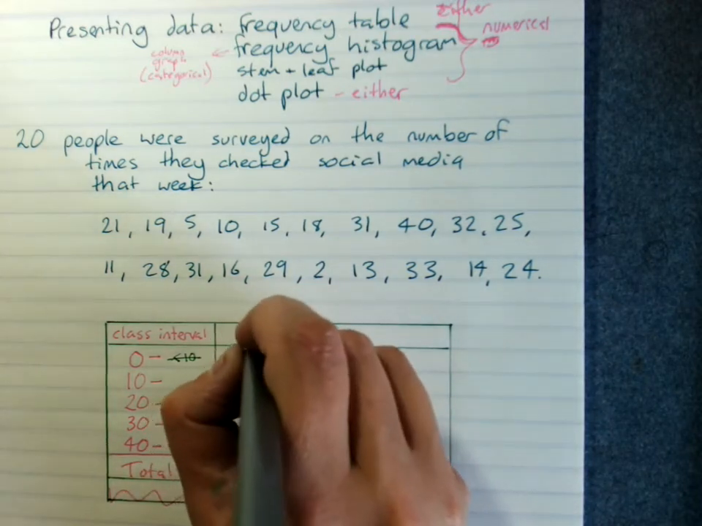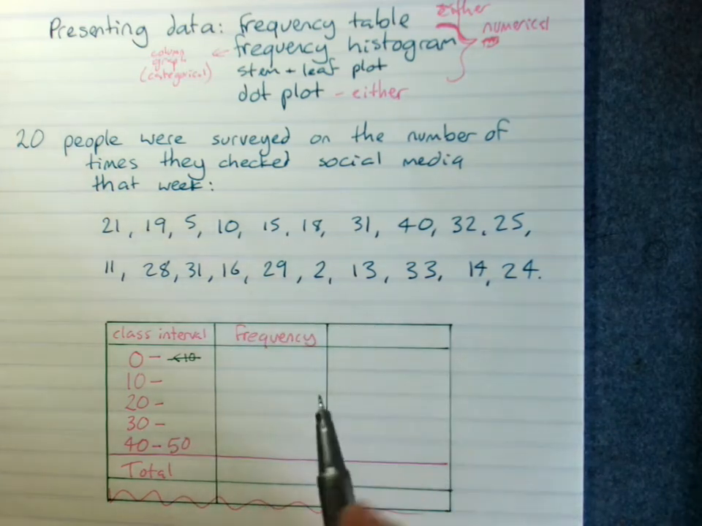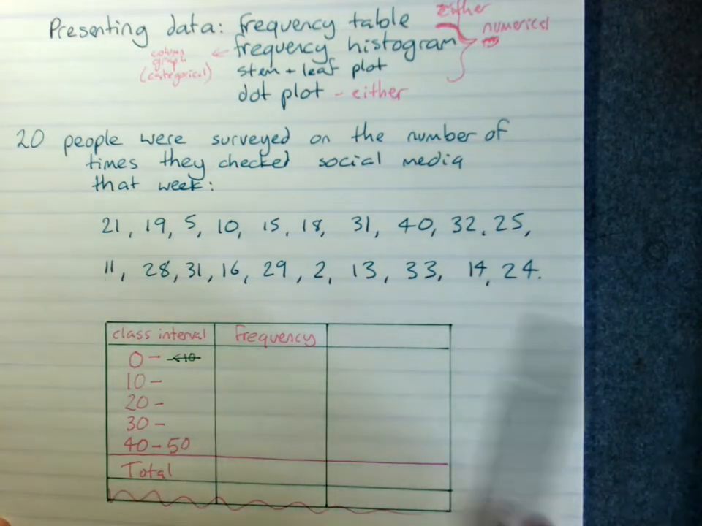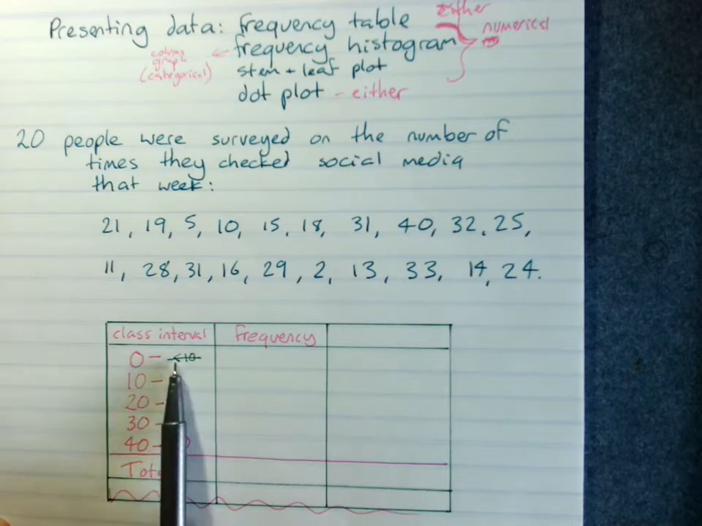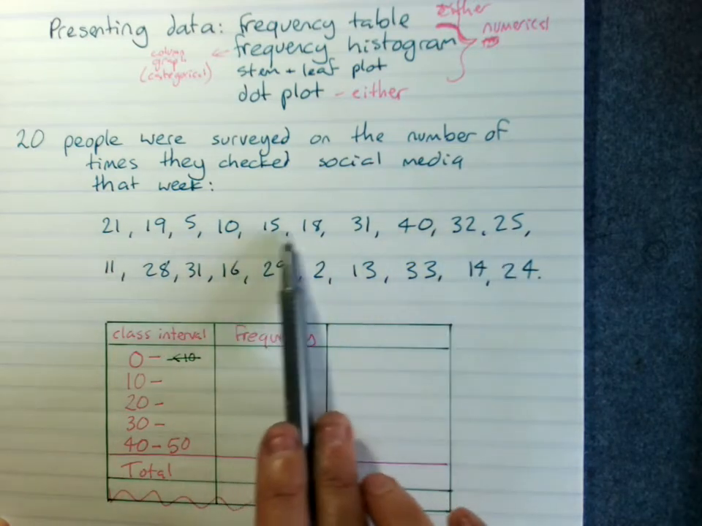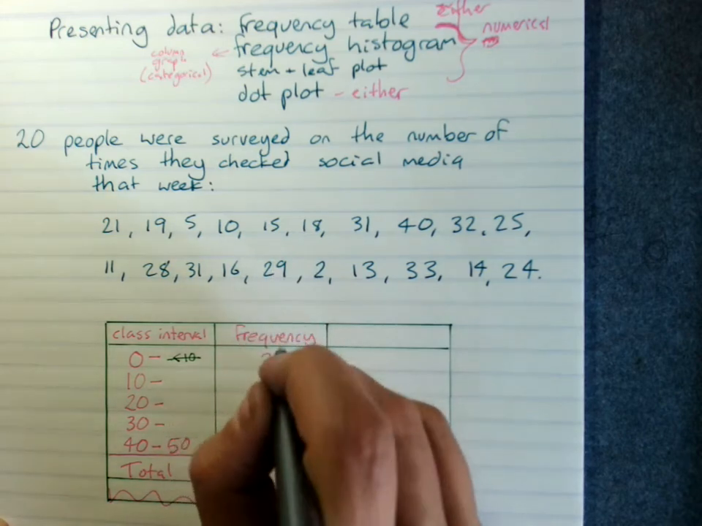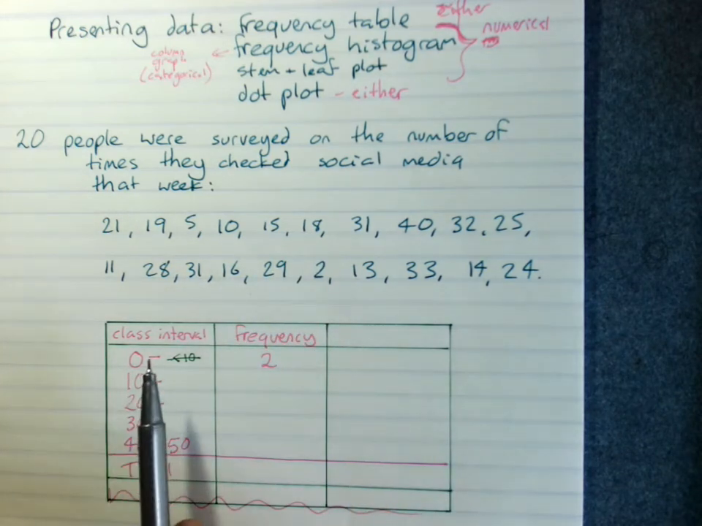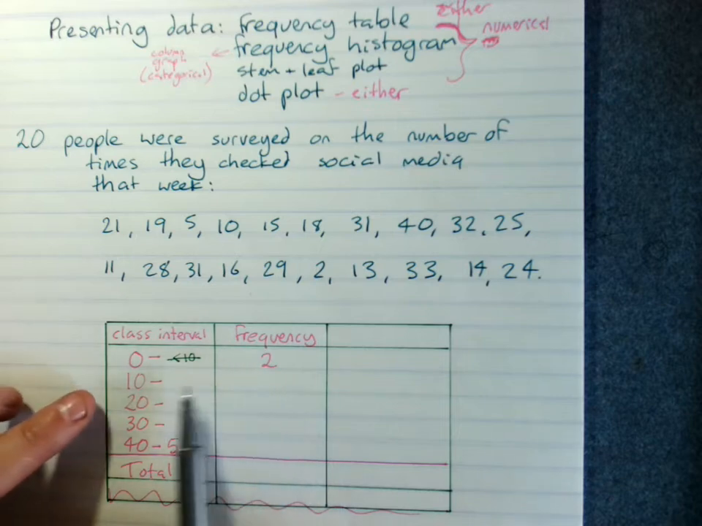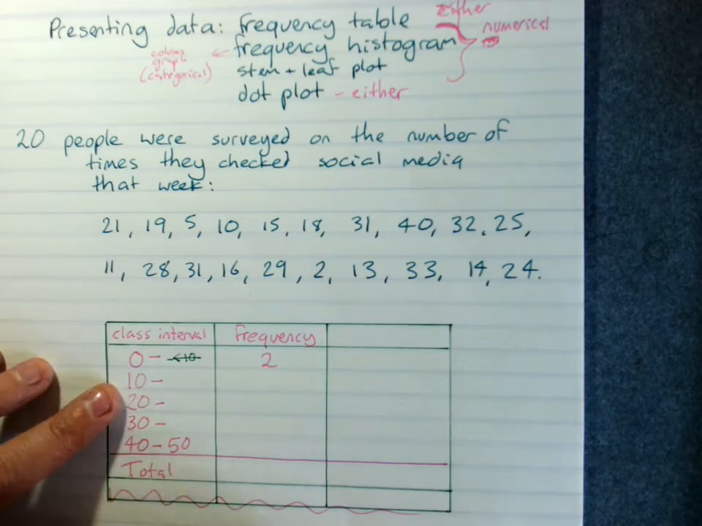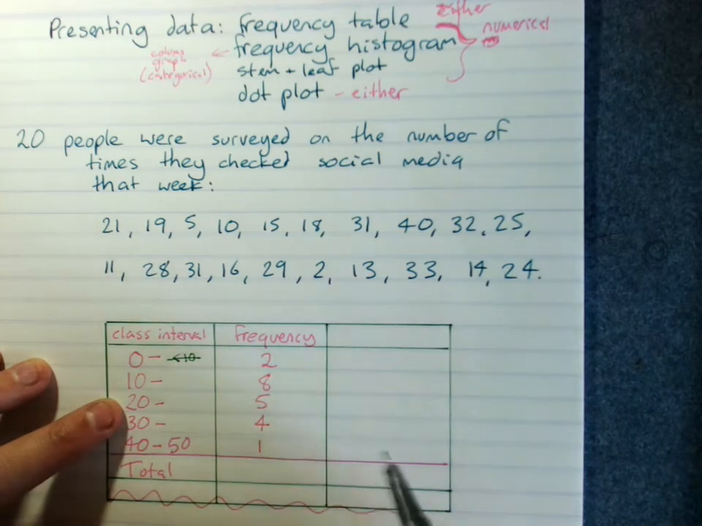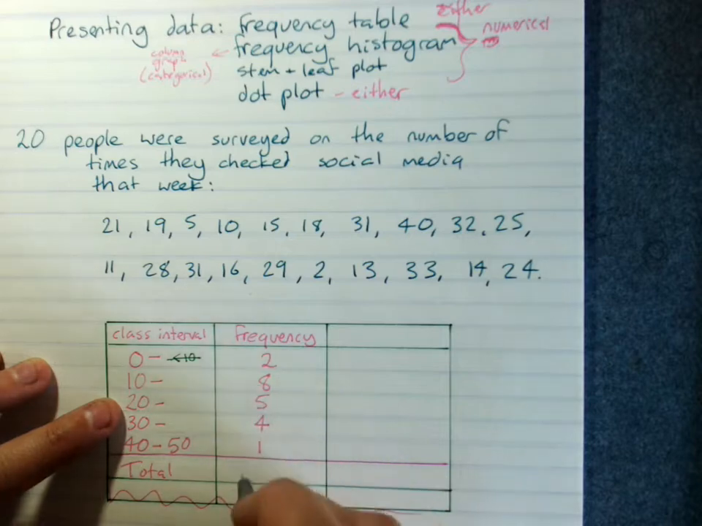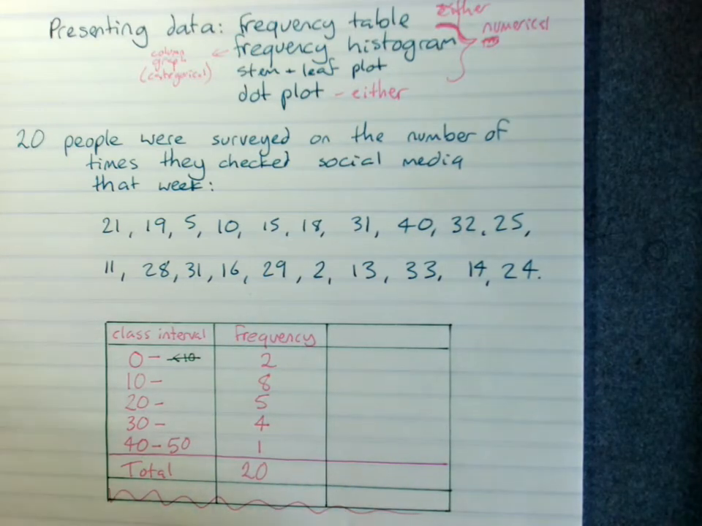Now we put the frequency next. And we used to have a tally, but we really don't need it now. We just look through, and you can put one in if you want. So look through, what scores have I got from 0 up to less than 10? 5 and 2, so it's 2 scores. From 10 up to less than 20, I've got 8 scores. And adding up the frequency gives me the number of scores I've got, so 20 people were surveyed.